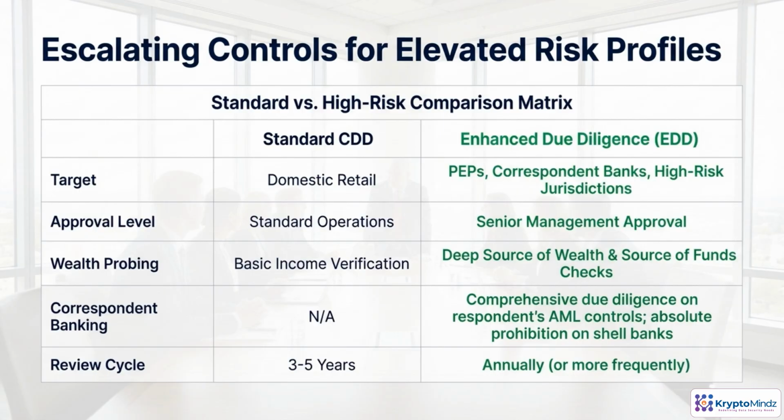Standard CDD is designed for low to normal risk, such as typical domestic retail customers. Enhanced due diligence is reserved for clearly higher risk cases, including PEPs, correspondent banks, or high-risk jurisdictions. 2 things change. Decision rights move up to senior management, and the depth of questioning increases, especially around source of wealth and source of funds. You also shorten the review cycle to at least annually, and for correspondent banking, you thoroughly test the respondent's AML controls.